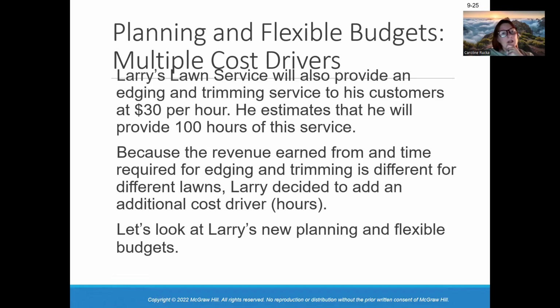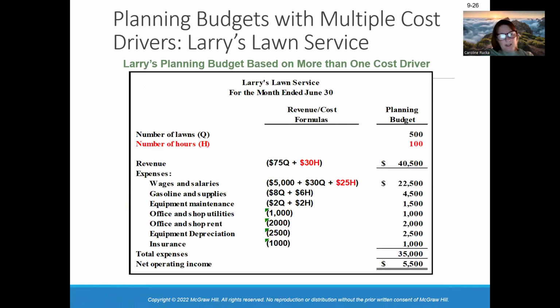So in this example, Larry's Lawn Service will also provide an edging and trimming service to his customers at $30 per hour. He estimates that he will provide 100 hours of this service. The revenue earned from and time required for edging and trimming is different for different lawns. So Larry decided to add an additional cost driver, hours. So in this new budget, we just added a couple of things for the edging and trimming service. Number of lawns is designated with Q and the number of hours with H.